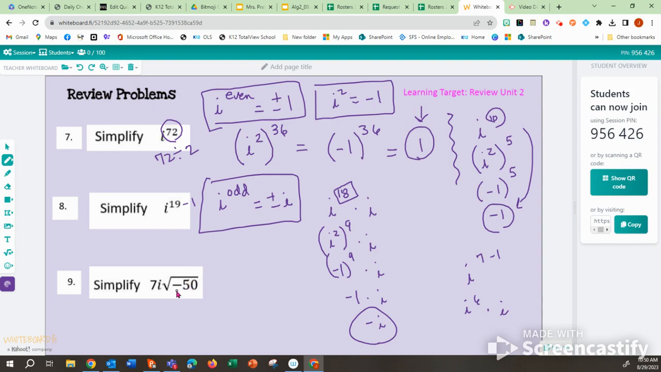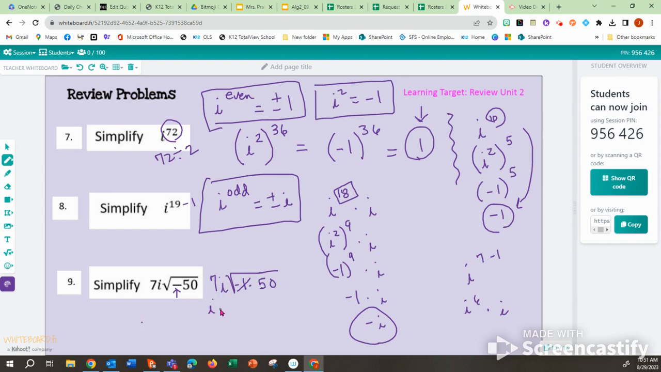So the first thing that I'm seeing is that negative under my square root. I know that's where imaginary numbers come from. So I'm going to think about this as 7i square root of negative 1 times positive 50. And the square root of negative 1 is going to be our i. It's one of our foundations of imaginary numbers. So I'm going to cross out that negative 1. I'm going to bring out the i.